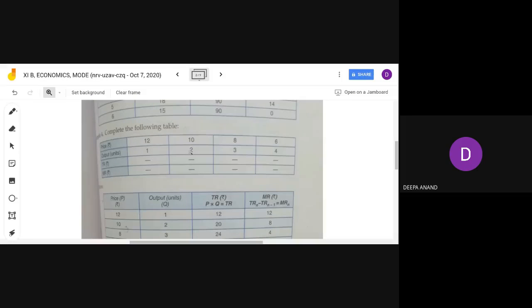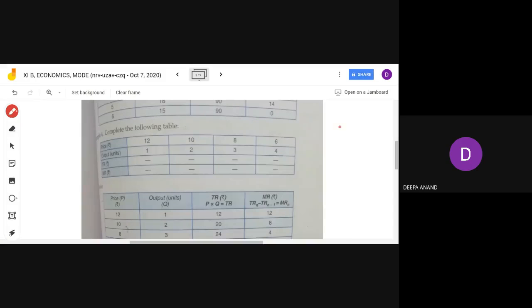Then output is given: 1, 2, 3, and 4. What is asked? The TR column is missing, and the MR column is also missing. What is TR? Tell me, how will we get total revenue? Price into units.